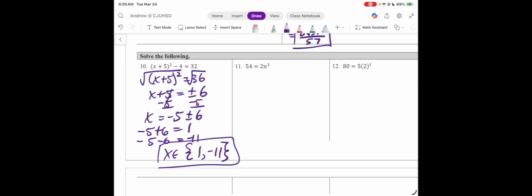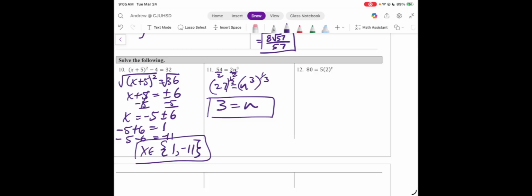Number 11. We're going to isolate n to the third power by first dividing by 2. And 54 divided by 2 is 27. Well, if I take the third root, however you want to do it, as a fraction or as a single symbol, then the cube root of 27 is 3. So there we go. There's our answer. And on this, there is no plus or minus. On the odd powers, it's either positive or negative. So there we go.